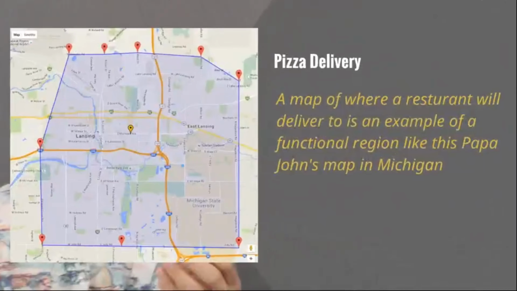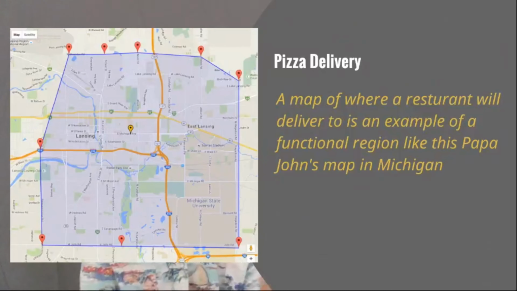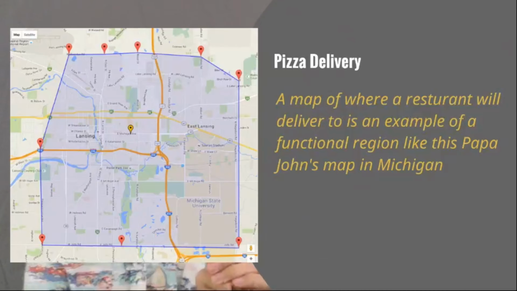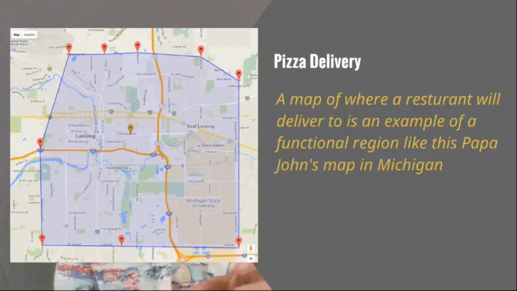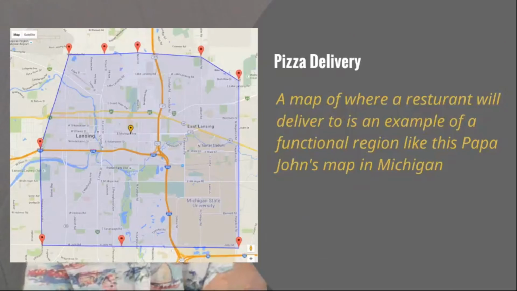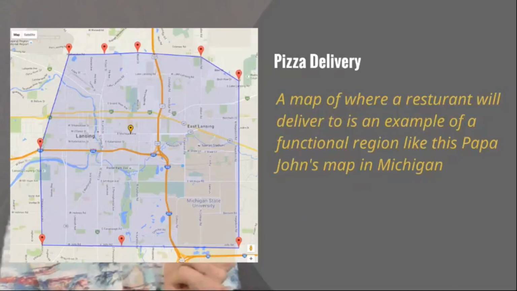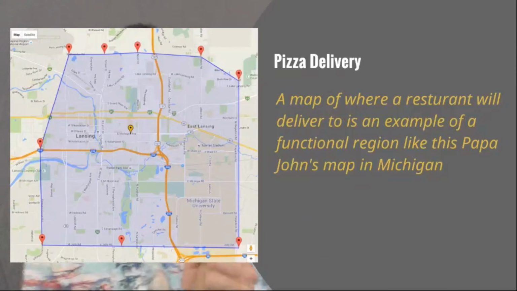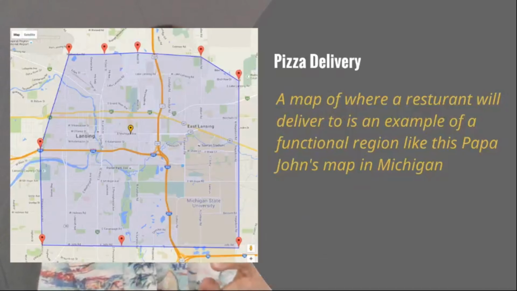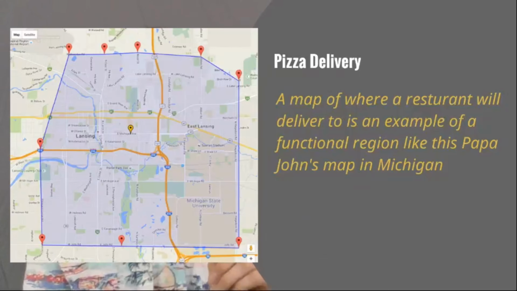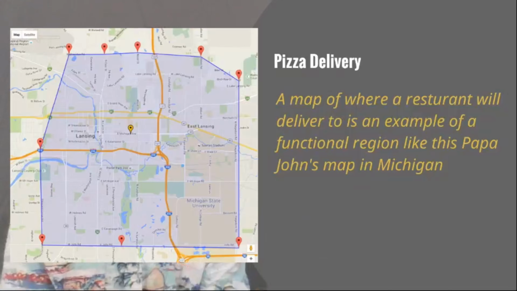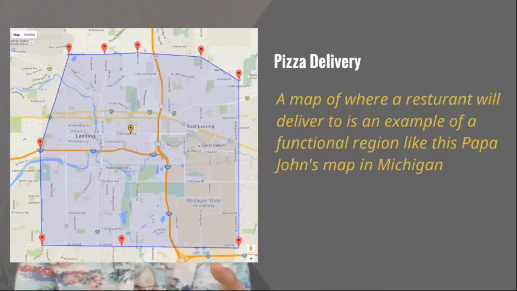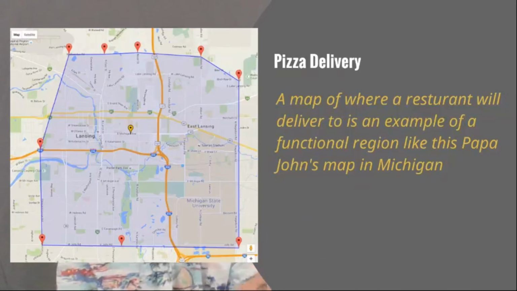Next, we've got a delivery region. So this is another functional region. You have one restaurant, and let's say Pizza Hut has the range of where they can deliver out from that one. This example is a Papa John's in Michigan, but you can see the Papa John's is located in the middle, and then the full extent that they will go is a certain distance away from their store. That is a functional region because the activity is the delivery of pizza.